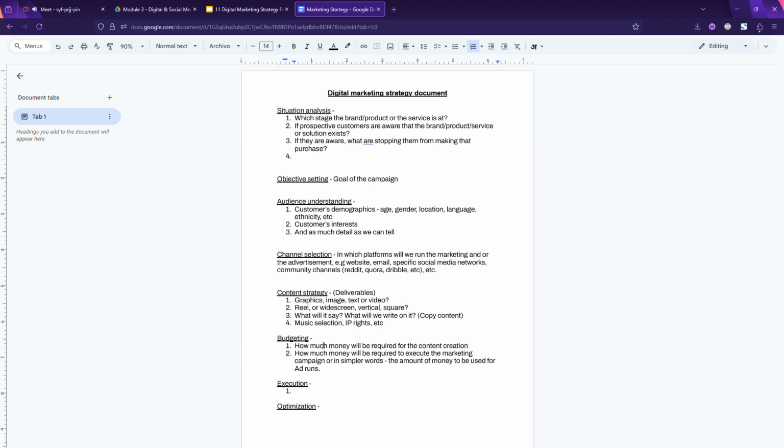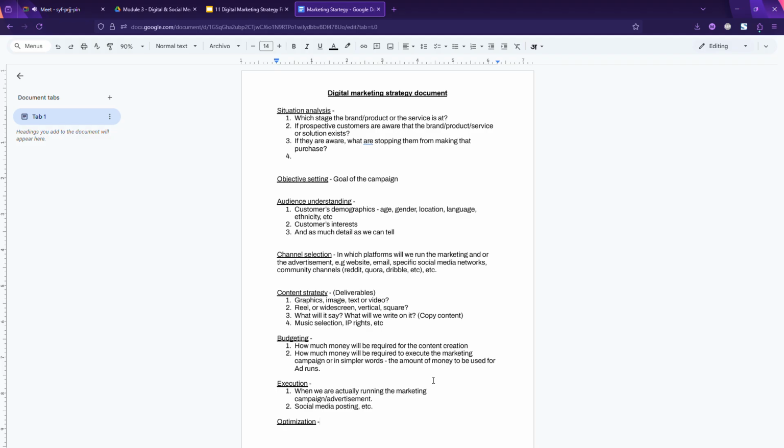Then execution is when we are running the campaign. So execution is just one step of all of these steps, right? Execution is when we are actually doing what we are supposed to do, the campaign, and this might involve social media posting, etc.